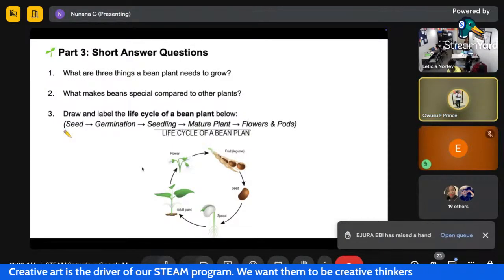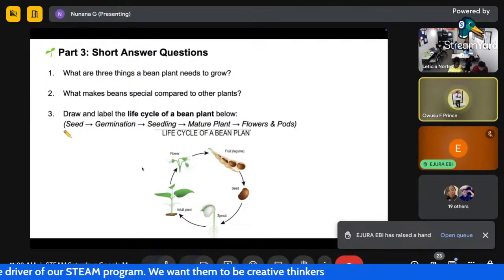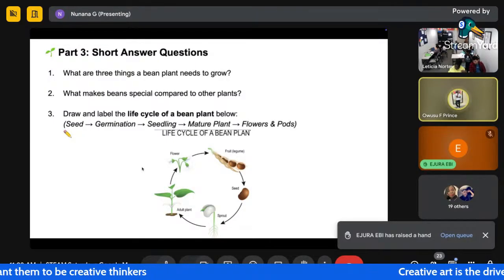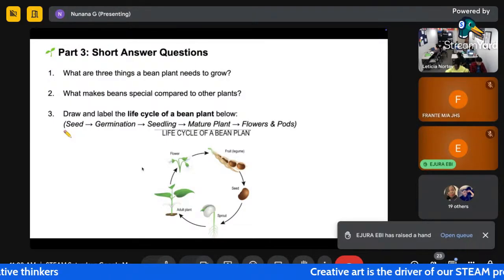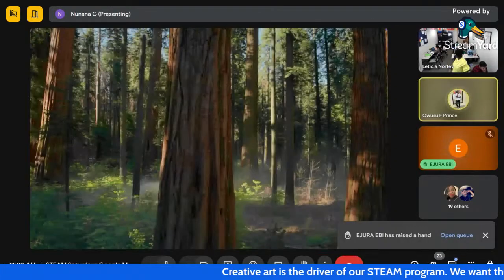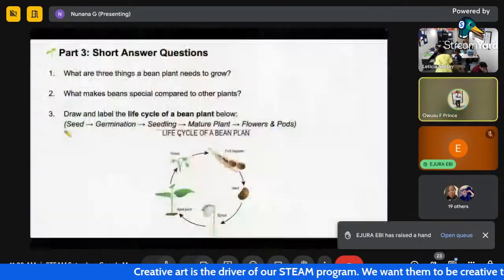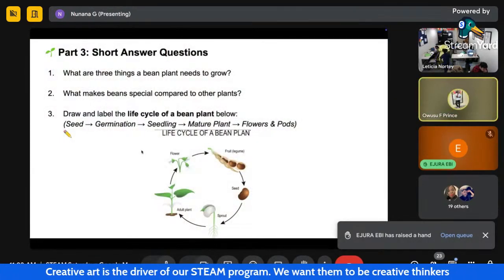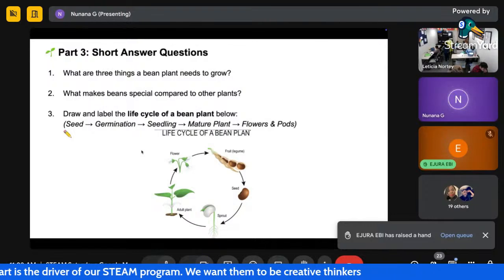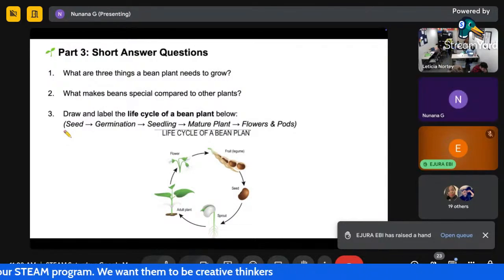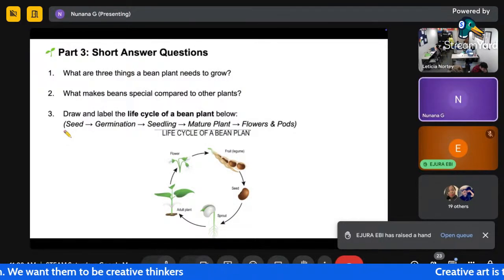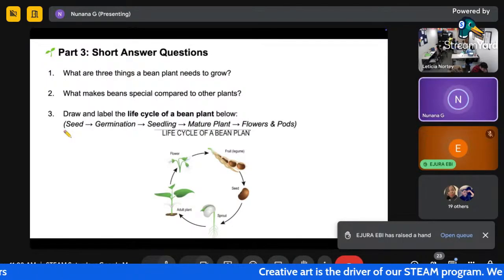Okay, so beans are one of the leguminous plants which help the soil with nutrients. It provides the soil with nutrients. It fixes nutrients to the soil. Yes, nitrogen. Yes. Excellent. And they also grow very fast.